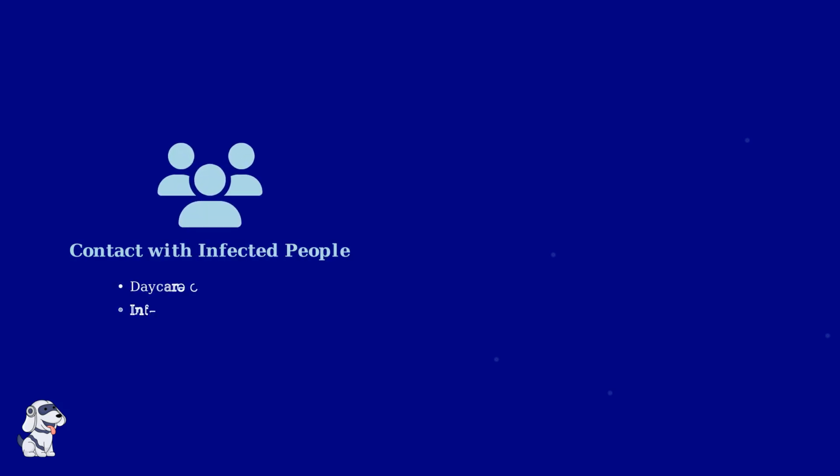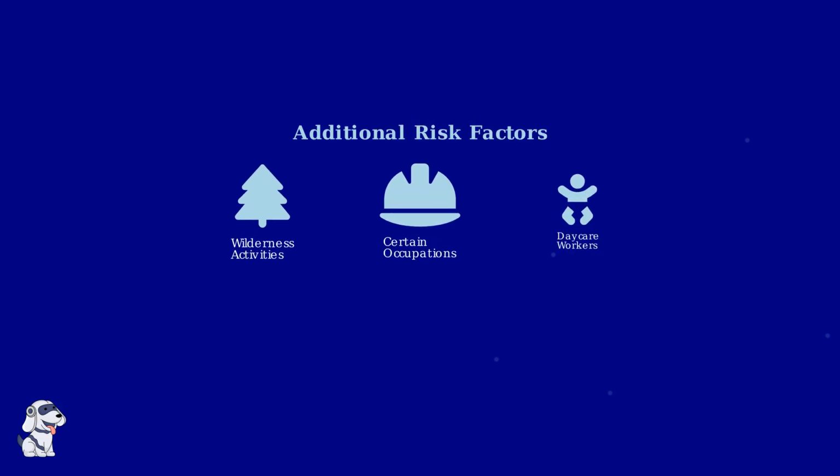Traveling to areas where giardiasis is common significantly increases your risk. This is especially true in developing countries with poor water treatment infrastructure. Close contact with infected individuals poses a risk, particularly in settings like daycare centers, households with infected family members, or healthcare facilities. Additional risk factors include wilderness activities like camping or hiking, certain occupations that involve contact with human waste, and specific populations such as daycare workers.